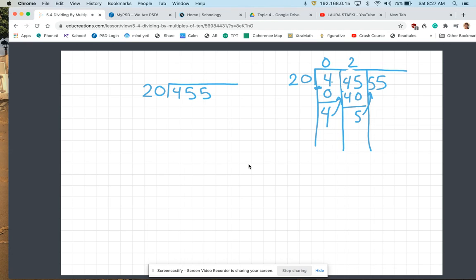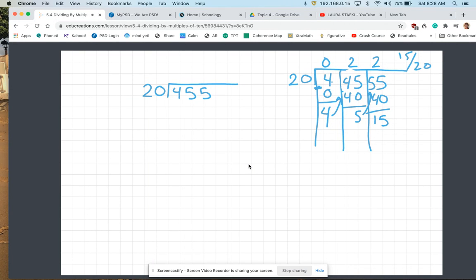Now, how many times can 20 go into 55? Well, 2 is 40, 3 is 60. So I have to stick with my 2 because I can't take 60 out. So I've got 40 and I'm going to have a remainder of 15. And you can say 15 out of 20. So a remainder of 15 out of 20.